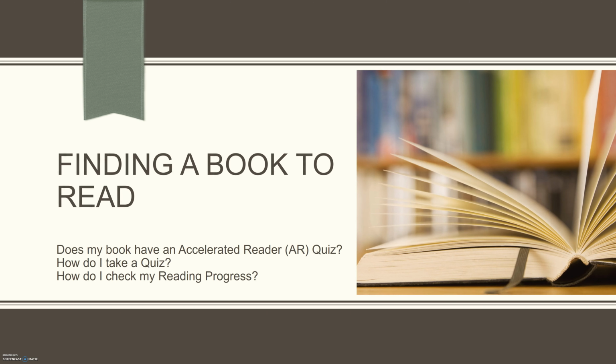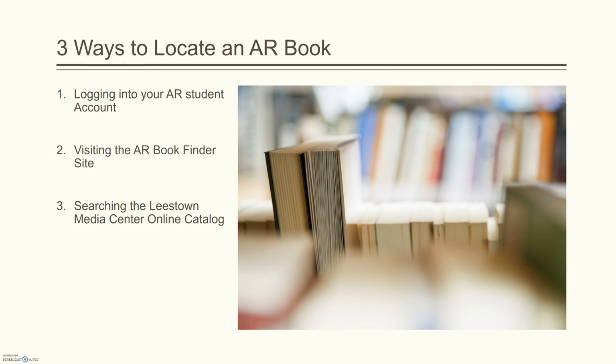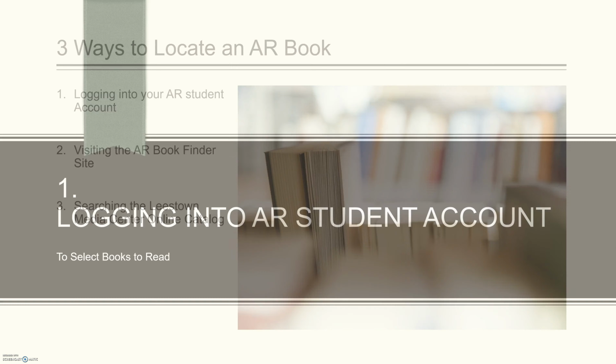Finding a book may be an obstacle that you are facing right now. You need to know that the book that you are selecting has an Accelerated Reader quiz and how to find that quiz online to take it, and also to check your reading progress along the way. There are 3 ways to locate an Accelerated Reader book. You can log on to your student or AR student account, you can visit AR Bookfinder, or you can search the Leestown Media online catalog.